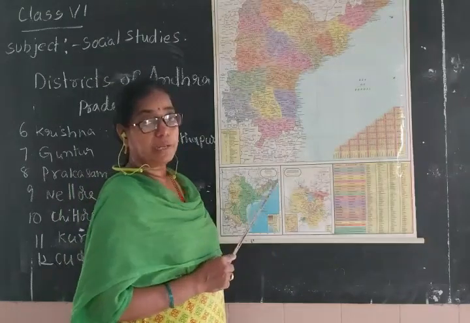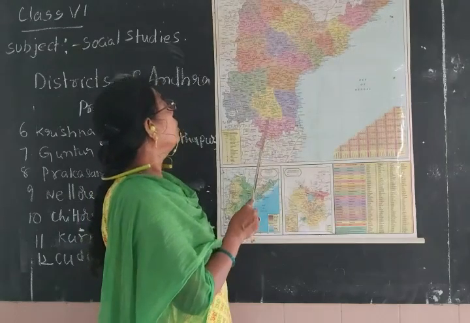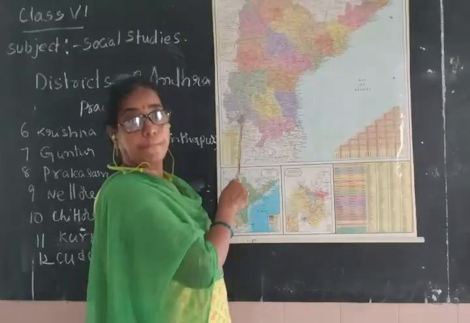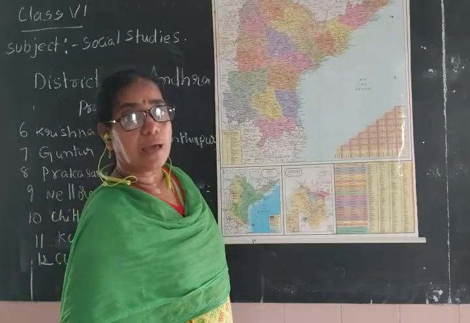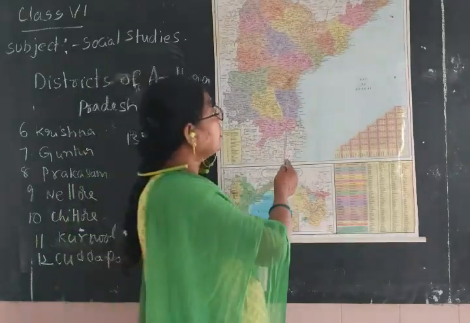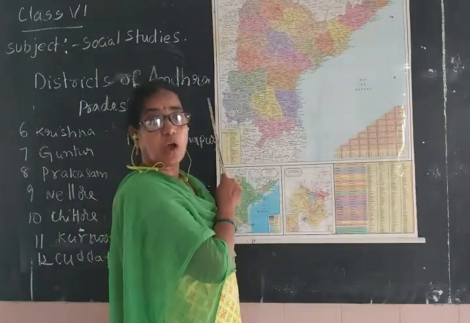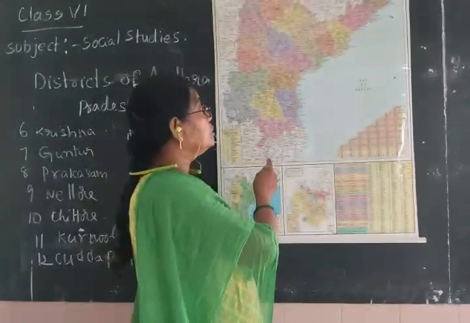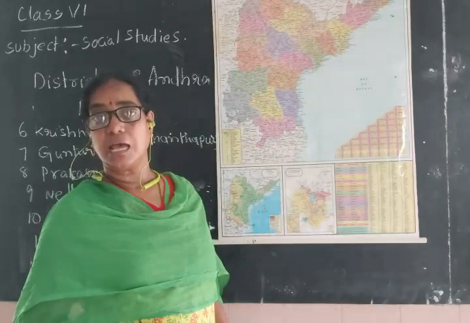In Rayalaseema, how many are there? 4 districts are there. What are they? Chittoor, Kadapa, Kurnool, Anantapur. These are the plateau or the rocky areas. What is the difference between coastal Andhra and Rayalaseema? Coastal Andhra has plains, Rayalaseema has rocky areas. Coastal districts are near the sea coast, and they are far away from the sea coast. So 13 districts are there.